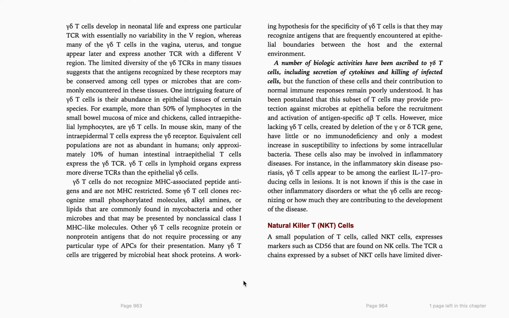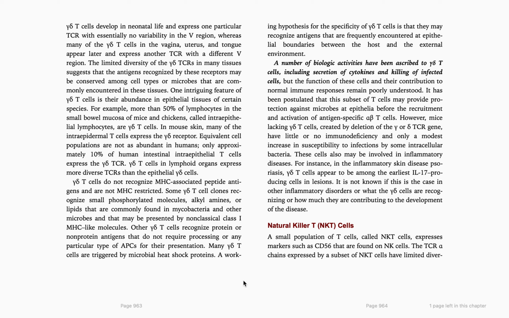Other gamma delta T cells recognize protein or non-protein antigens that do not require processing or any particular type of antigen-presenting molecule for their presentation. Many gamma delta T cells are triggered by microbial heat shock proteins. A working hypothesis for the specificity of gamma delta T cells is that they may recognize antigens that are frequently encountered at epithelial boundaries between the host and the external environment.